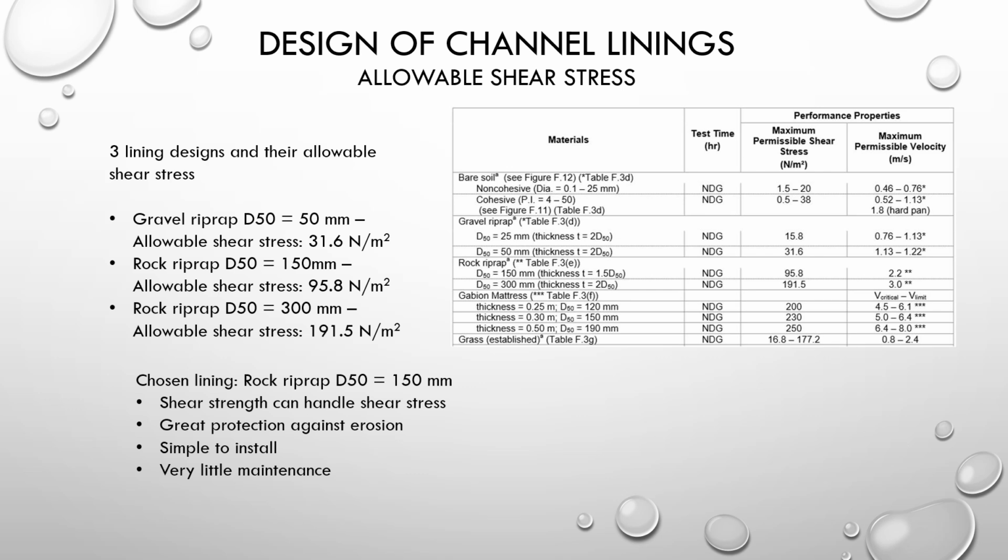Rock riprap provides great protection against erosion. It is fairly easy to install, and comparing the 150 millimeter to the 300 millimeter, the 150 is more cost efficient, and overall there's very little maintenance required for this material.